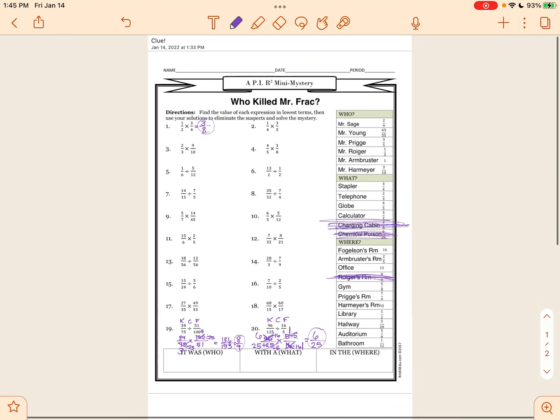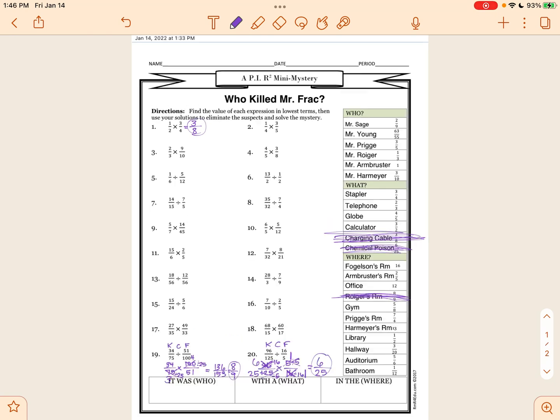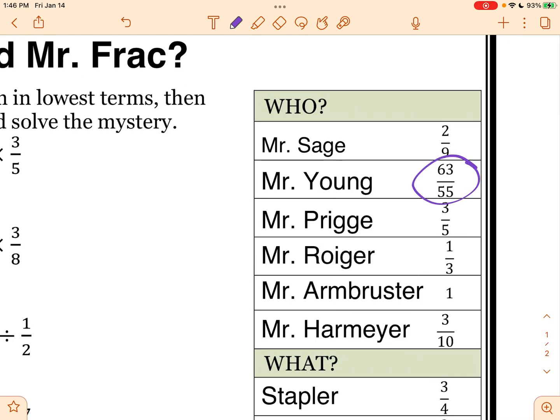So your job for the rest of the day is to finish the rest of this worksheet. You have 17 problems to do. Most of them won't take you very long, but the biggest thing you need to remember is to simplify. The only thing you don't need to simplify is your improper fractions. Like Mr. Young's is 63 over 55. That's an improper fraction, and you do not need to simplify it.